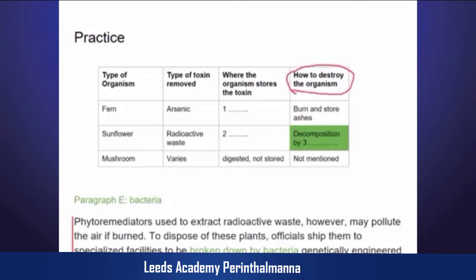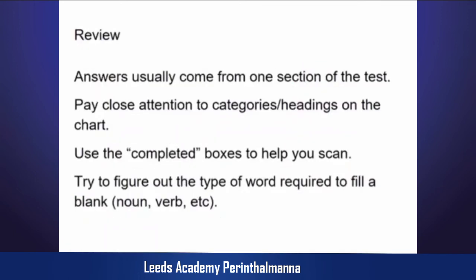All right. So that's how we use the categories and the information from the chart to help us find the answers in the text for these types of table completion questions. To review, all right, so the key things to keep in mind, remember that answers usually come from one section of the test. As we just saw in the practice ones that we just did, okay, it can come from 1, 2, maybe 3 paragraphs. It's typically not the case that the answers will be spread out all through the passage.